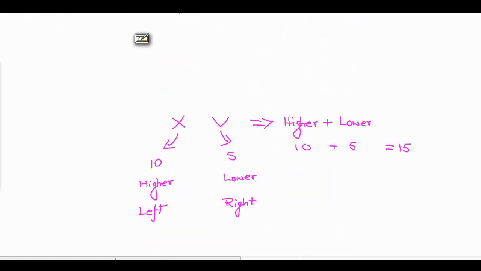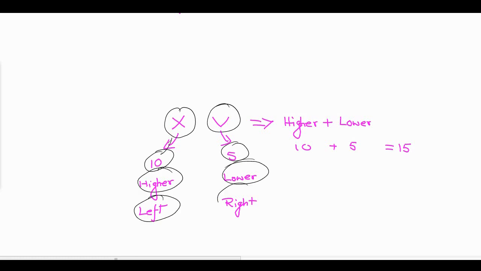So to the next, there is 15. This is a very good example. 15: we have 10 plus 5. This one is 10, this one is 5. This one is higher, this one is lower. This one is on the left side, this one is on the right side.